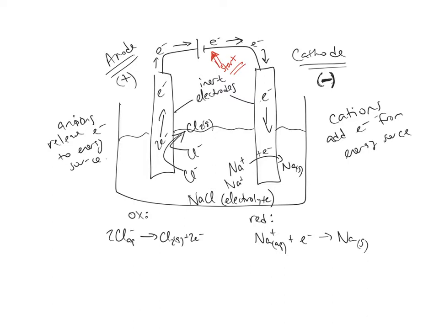So in summary, in an electrolytic cell, you have oxidation happening at the anode, like always, but this time that's the positive side. The cathode, where the reduction is happening, is where the electrons are coming from that battery, so that is in fact the negative side. So we see that at the cathode, cations add electrons from the power source, and anions are releasing electrons back to that power source.